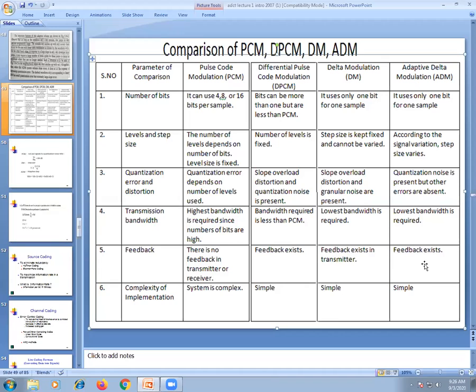Another one is adaptive delta modulation. It works the same way as delta modulation, with a small change. What is that change? The comparator compares the input signal and the feedback signal, and the comparator output is given to sample and hold. The sample and hold output is then fed to digital processing. There is a processor involved there.